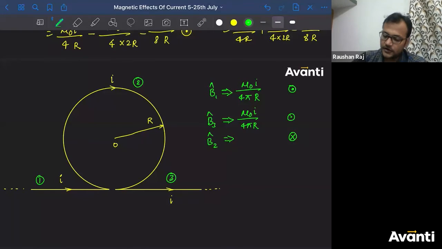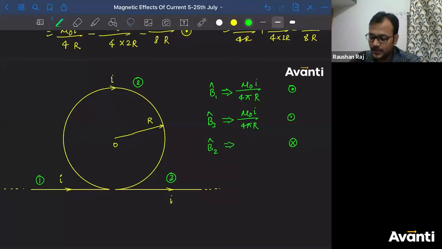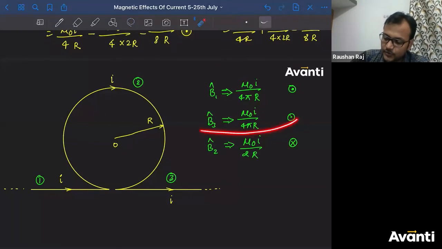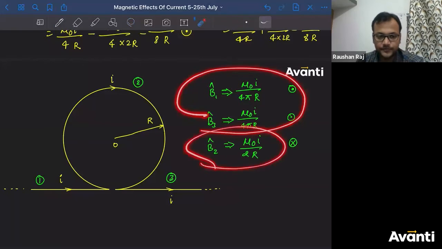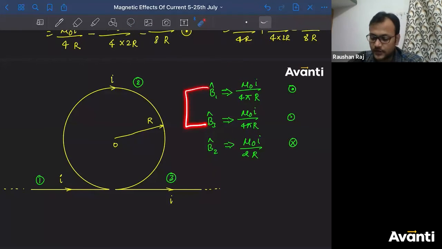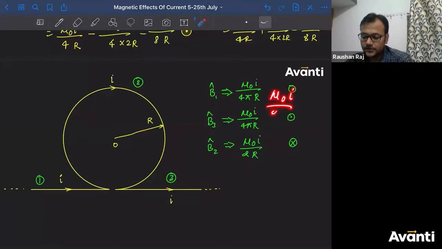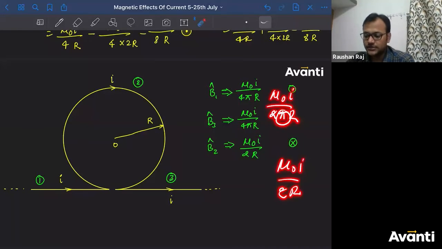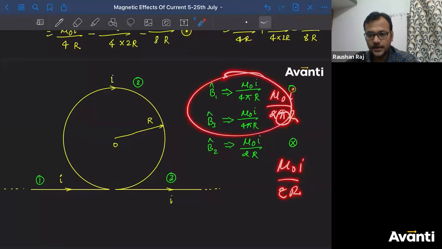What will be the value for magnetic field due to the second part? Second element. Tell me bachcha log. B2. So what will B2 be? Mu naught I by 2R. Now tell me, you have to add these two and subtract this one. Which one of them will be greater? The addition of these two will be greater or this one will be greater. So this is mu naught I by 2 pi R. This is mu naught I by 2R. This pi is extra in the denominator. So this one will be smaller. So this one will be larger.